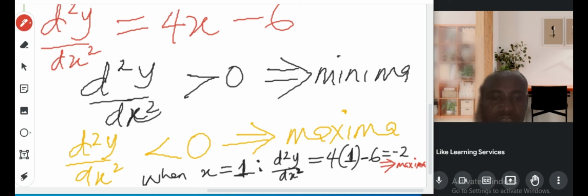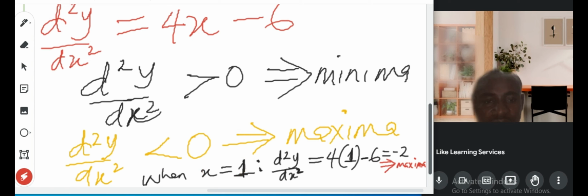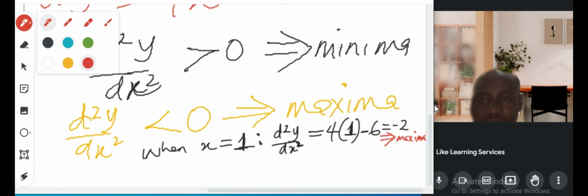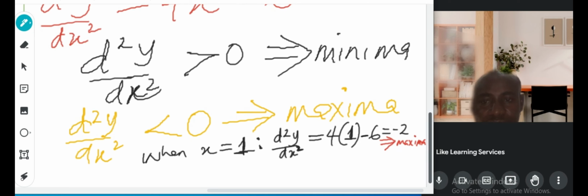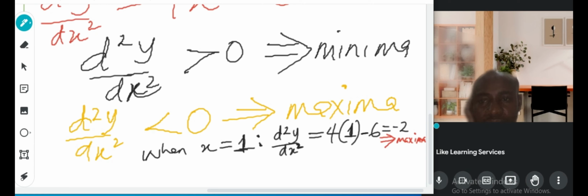That point is a maxima because we found the second derivative to be minus 2, which is less than 0. So it's a maxima at x equal to 1. Let's look at the other one.